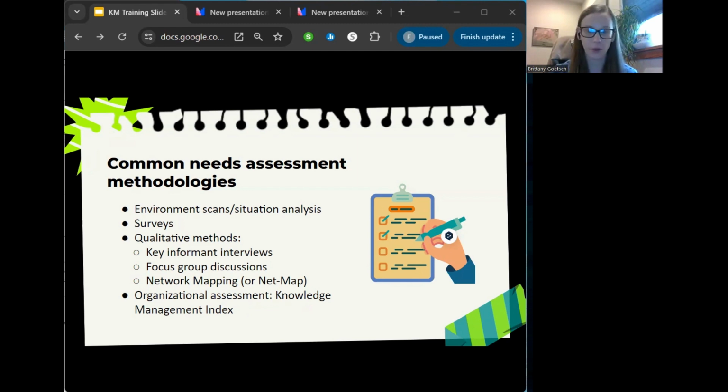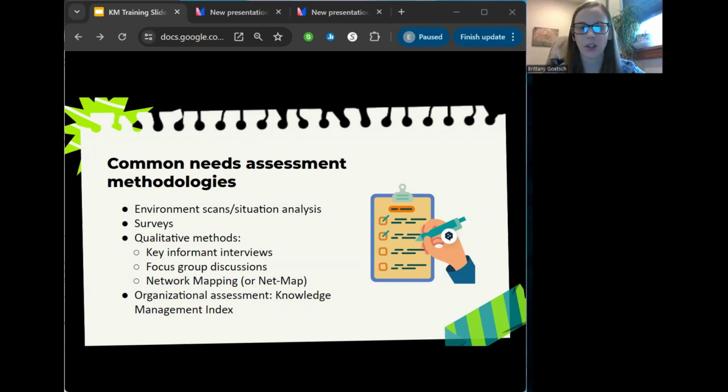So those can be valuable tools to understand how knowledge flows and who gets to make decisions about what is considered knowledge and how that works in different contexts. And then this organizational assessment as well. So understanding what knowledge management looks like at an organizational level. So usually, it can be helpful to combine a lot of these methods, right?